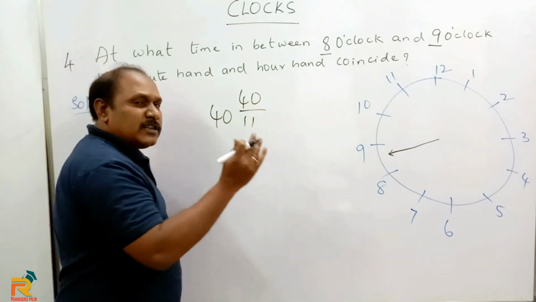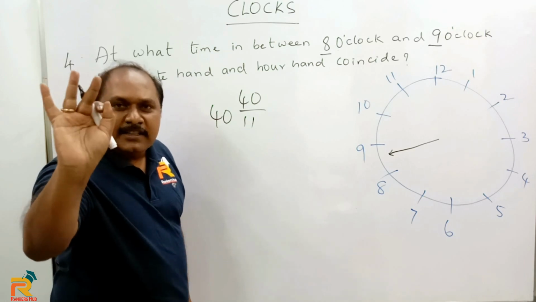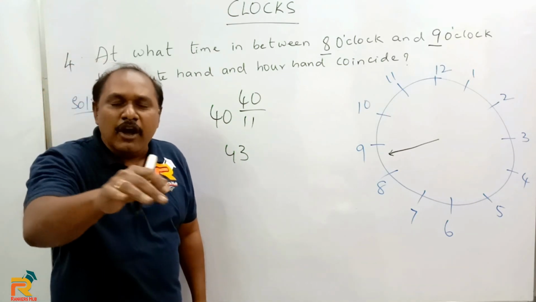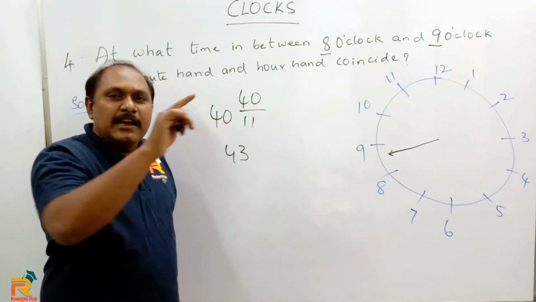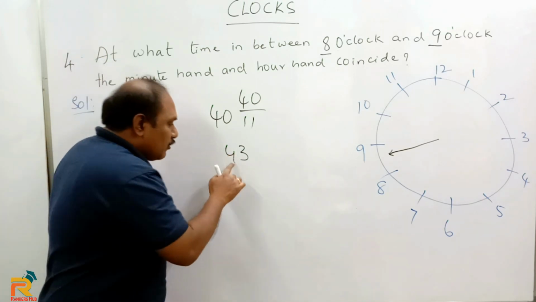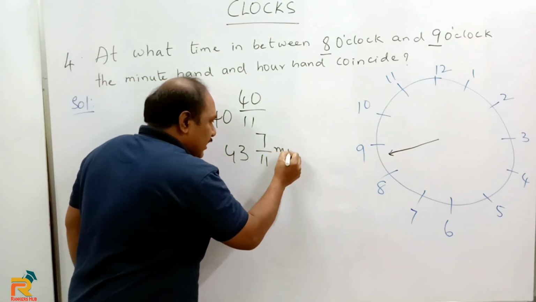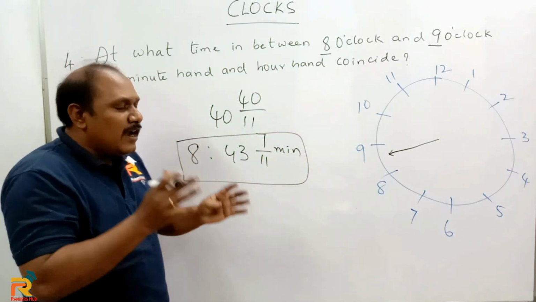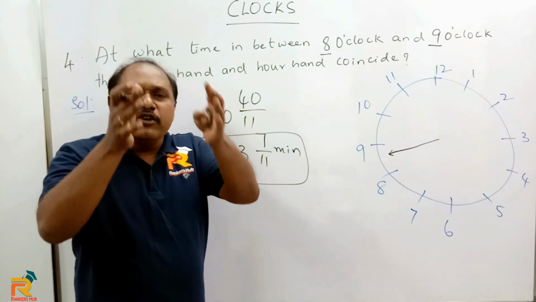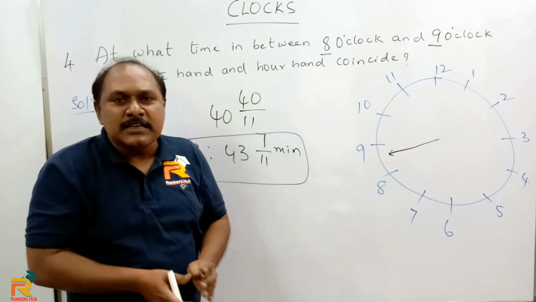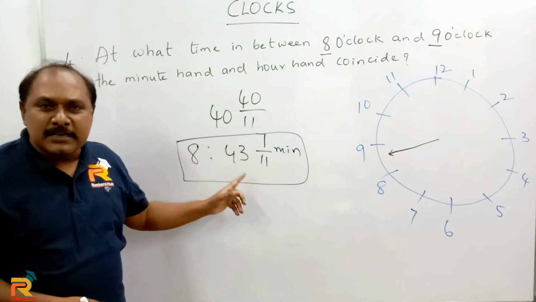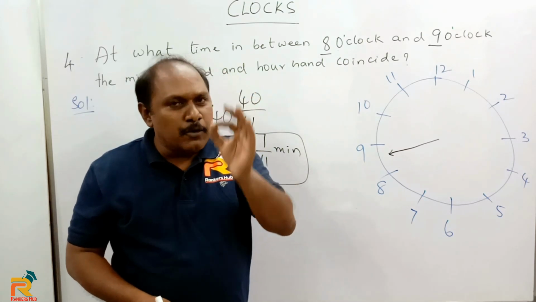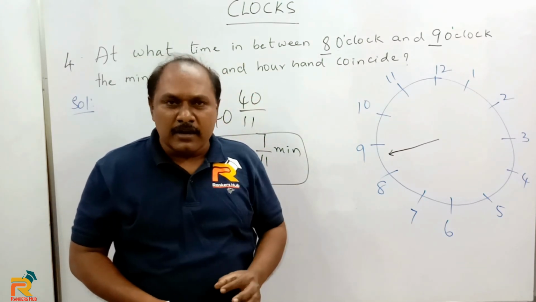40 when I divide by 11, what is the quotient? 3. 11 threes are 33. Add that 3 to this 40. So it is 43. What is the remainder we got? 40 divided by 11, 11 threes are 33, the remainder is 7. So 43 7/11 minutes. So the answer is, at 8:43 7/11, the minute hand and hour hand coincide. If you want, you can use the formula and check the answer. Definitely you will get this same answer. So try to apply the same logic for any problem related to coincide, opposite, right angles and so on.